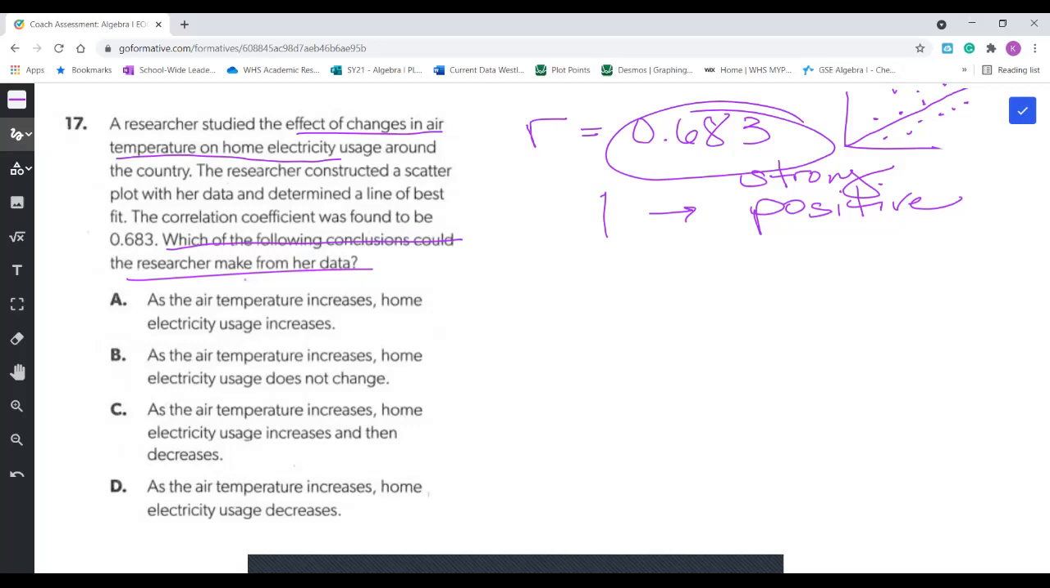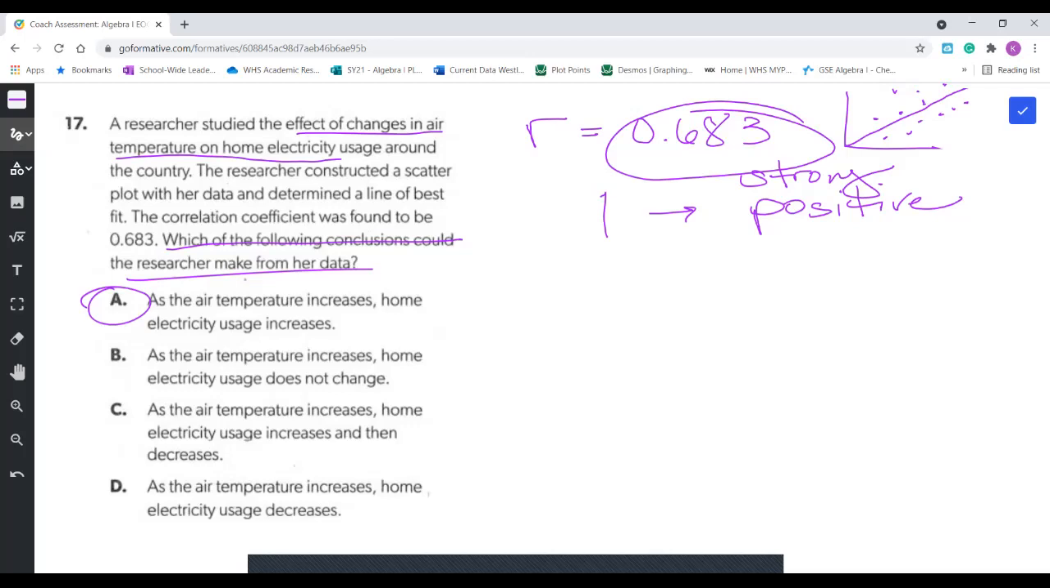As the air temperature increases, home electricity uses increase. Okay. That seems like a good correlation to make. Let's circle that one and come back. B. And remember, we have a positive correlation, 0.68. It's not perfect, but there is enough data there. It's strong enough. It's more than 0.5. It's showing that there's some sort of correlation, right?